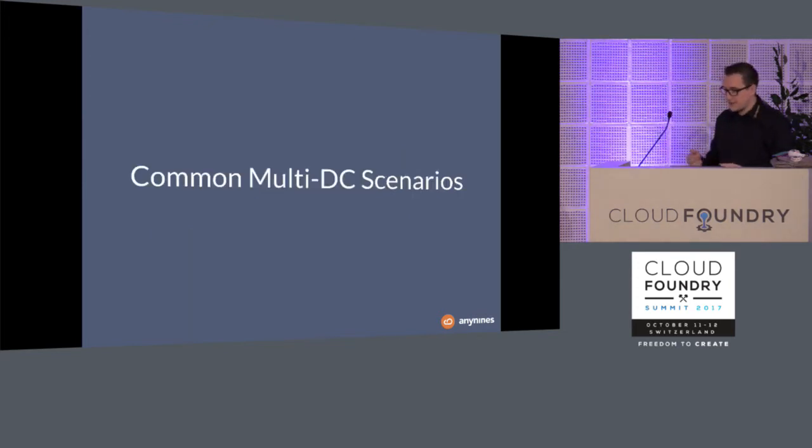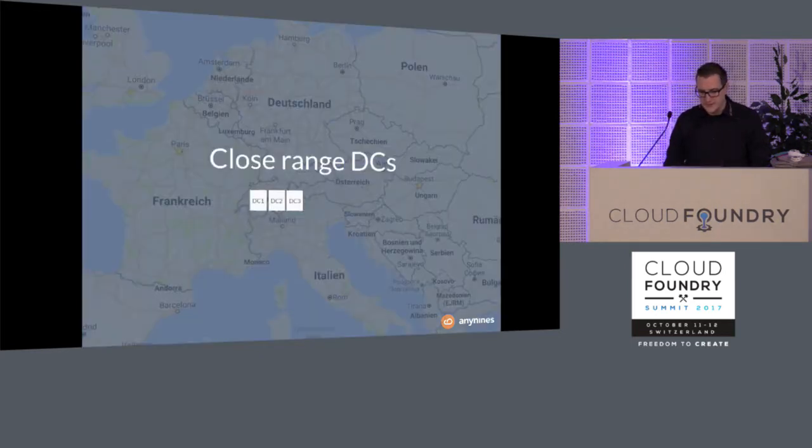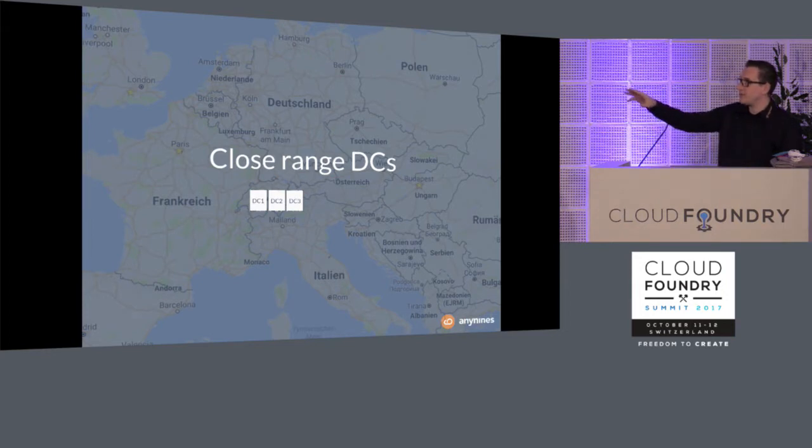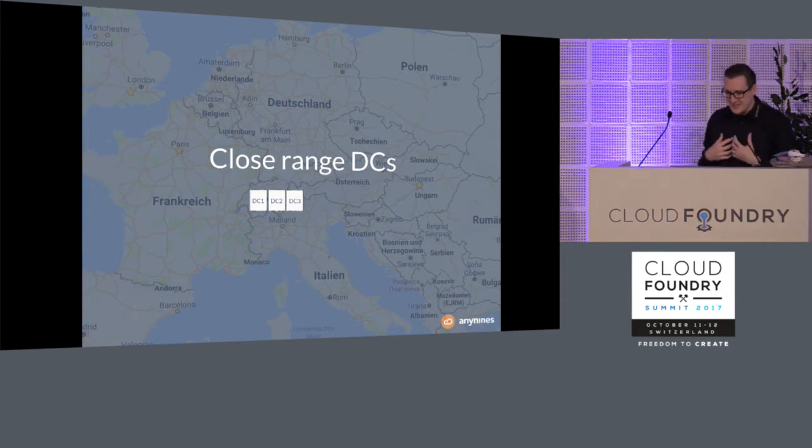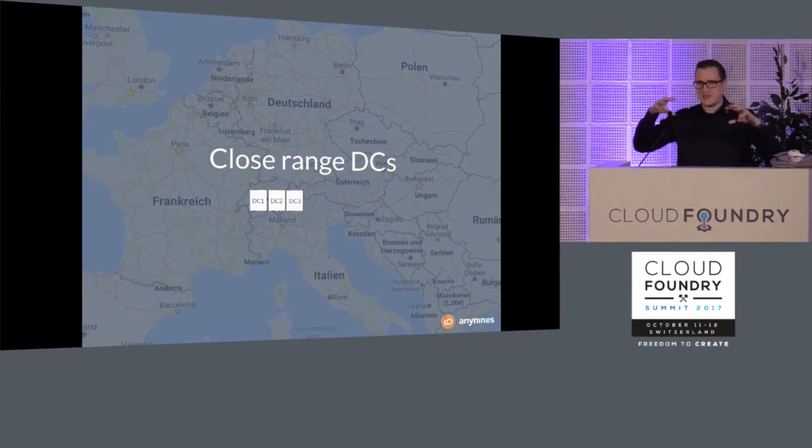So just to have a common understanding, there are two major scenarios we've seen repeatedly. The first one is where you have multiple data centers in a close range. I think Switzerland is a good example, right? Because it's smaller, and I know a company who have multiple data centers, and they have the luck to also own the data center connections between the data centers. So that's a good example for a close range data center, because you have geographically close data centers.